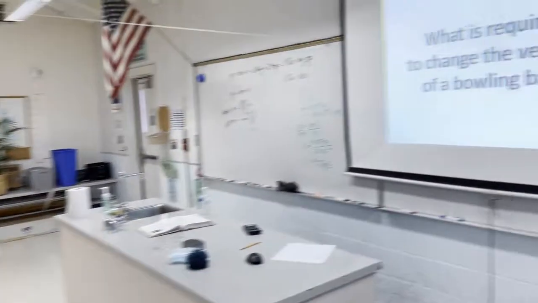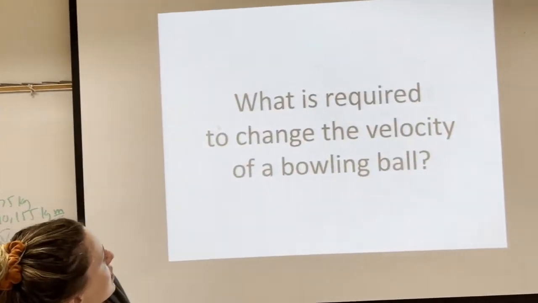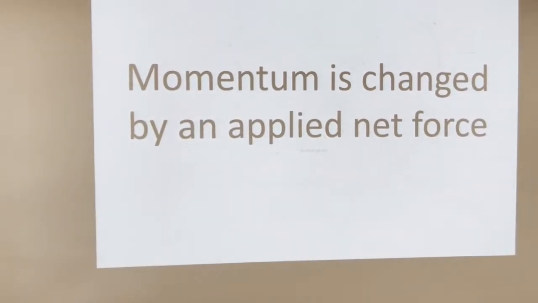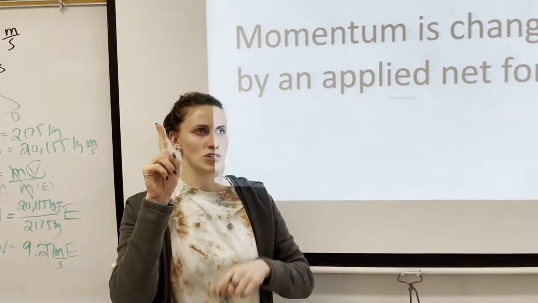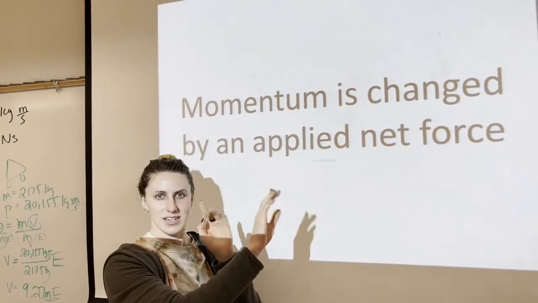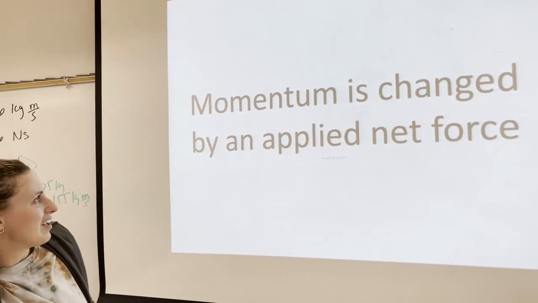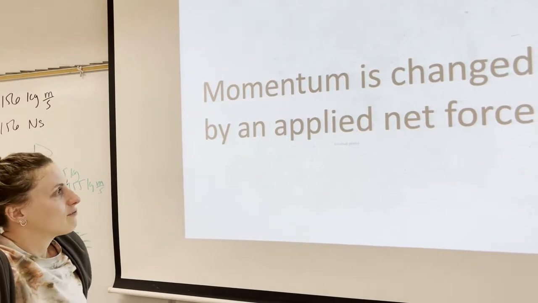There it is. Right there. Okay, so what is required to change the velocity of a bowling ball? Applying a force. Momentum is changed by an applied net force. That makes sense, because if I have to apply a force to change the velocity, well, momentum is mass times velocity. Right? So it's making sense. That sounds a little bit like Newton's laws. Momentum is changed by an applied net force.